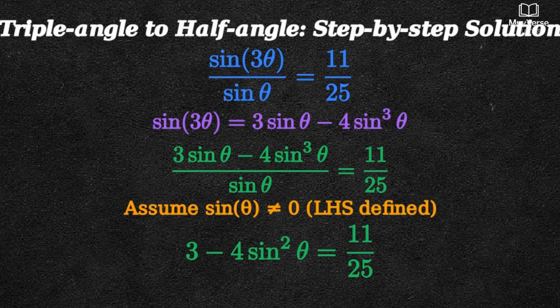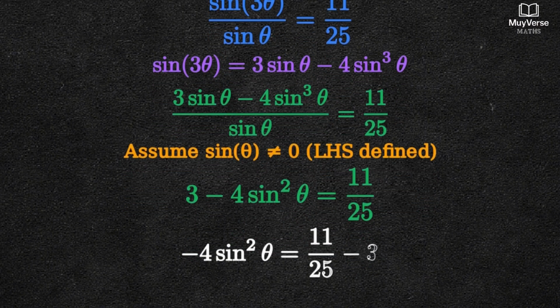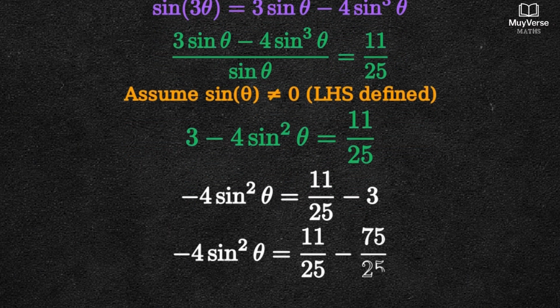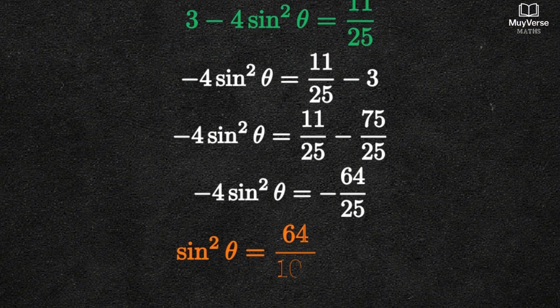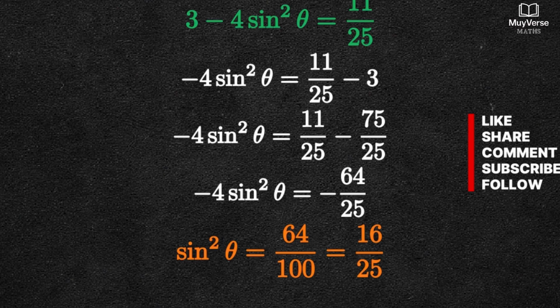Step 3. Isolate sine squared theta. Negative 4 sine squared theta equals 11 over 25 minus 3. Convert 3 to 75 over 25 and subtract. We get negative 4 sine squared theta equals negative 64 over 25. Divide both sides by negative 4 to get sine squared theta equals 64 over 100, which reduces to 16 over 25.